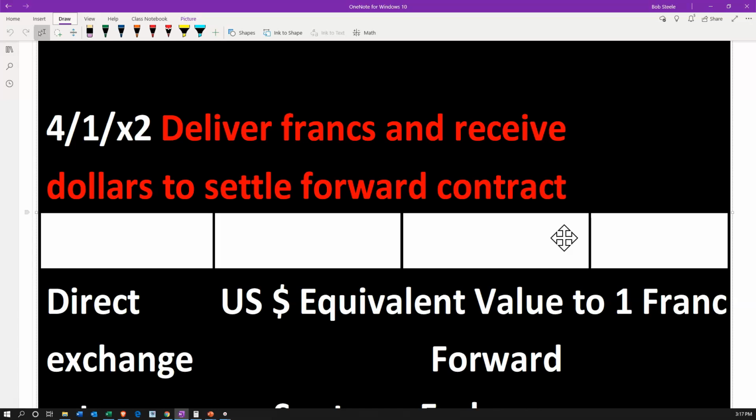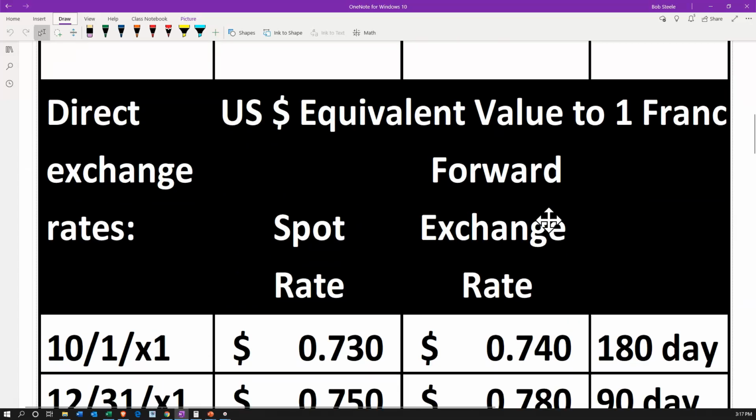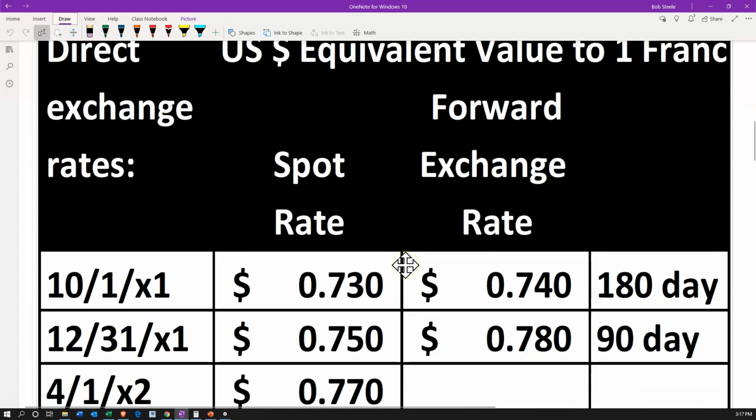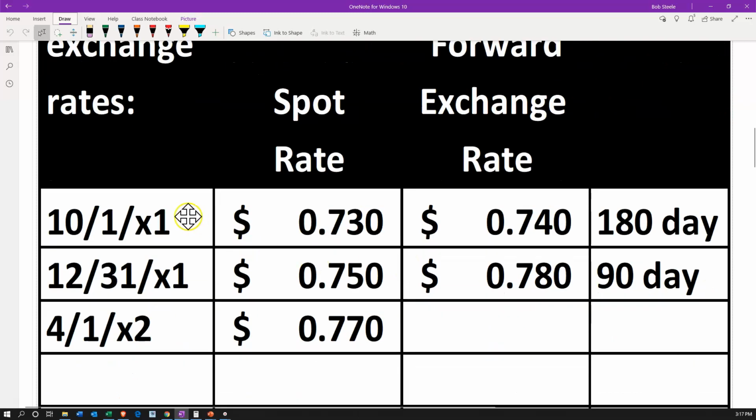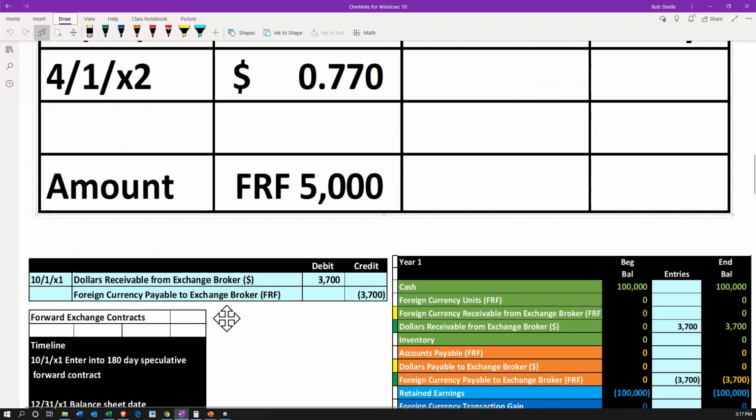So in other words, this is where we know that this is going to be the opposite of what we normally have. We're going to be dealing with francs here as the foreign currency, and then we have our financial statements in dollars. We're going to be delivering the francs at the end of the day and receiving dollars. So the dollars are what we're going to get, and we're going to be expending the francs at the end of the contract. So we're going to have the spot rates and the forward exchange rates that will be relevant to our problem, including 10/1, 12/31, and 4/1 of the following year.